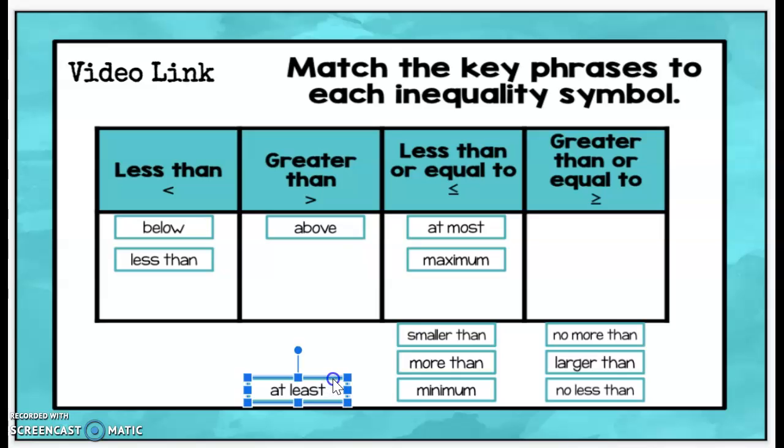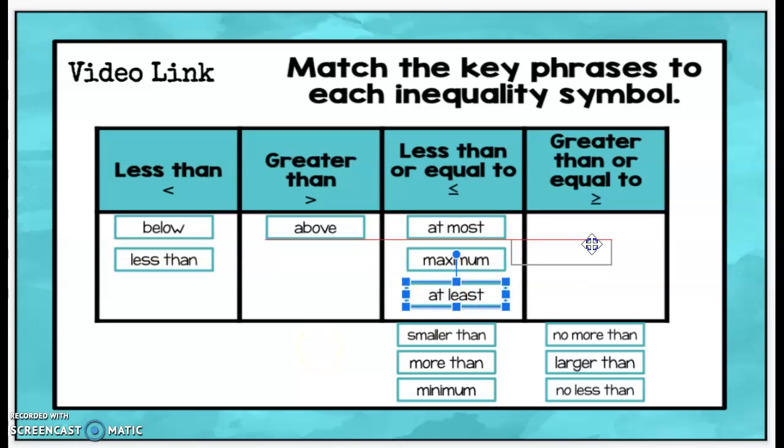At least you would be, you need to be at least 16 years or older to drive. So you can include 16. So you need to be at least 16, which means you can be 16 or older, 17, 18, 19, 20.